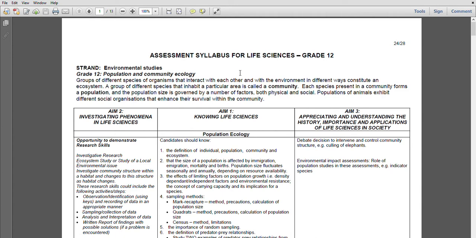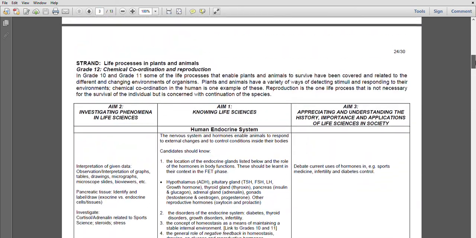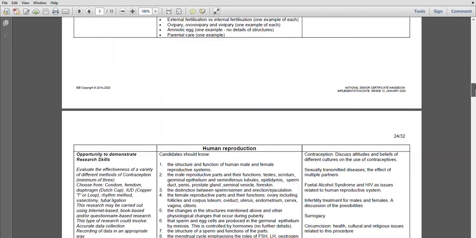So how is this document set out? We separate it into the different strands of life sciences. Remember, you have 4 different strands. Strand 1 is environmental studies, and for grade 12 you are doing population and community ecology. Strand 2 is life processes in plants and animals, which for grade 12 consists of chemical coordination and reproduction, reproduction being plant reproduction, animal reproduction strategies, and human reproduction.